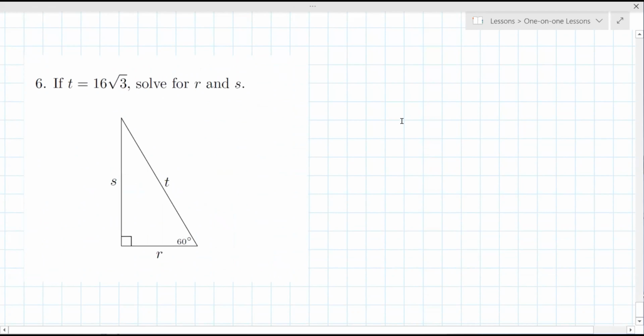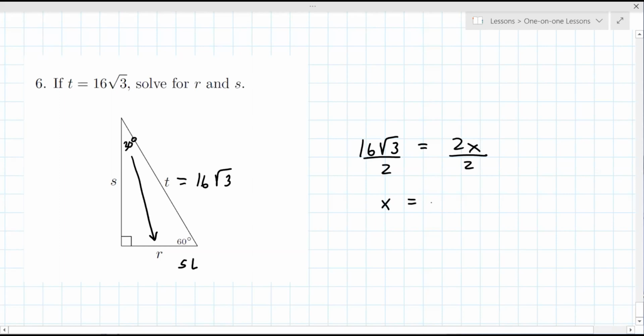So this time I'm giving you the hypotenuse, 16 square root 3. And R is the short leg. Sometimes we use SL for short leg. So now you set the known side, which is the hypotenuse, equal to 2x. When you divide both sides by 2, you get that x equals 8 square root 3, and x is the short leg. So this R is 8 square root 3.